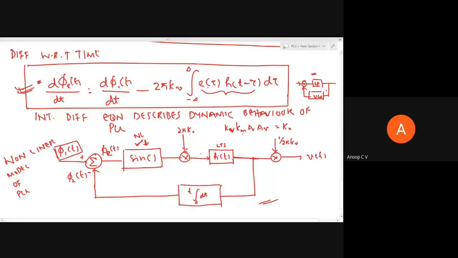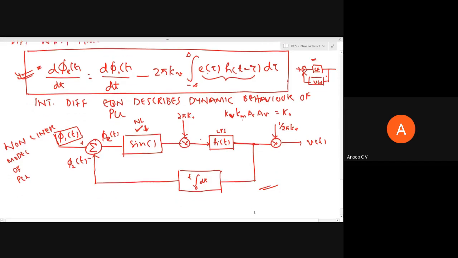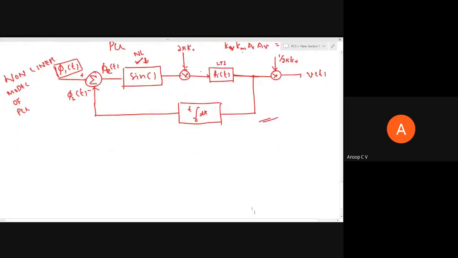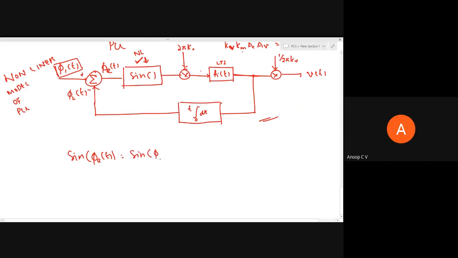And from this, we can actually come up with a linear approximation. So this, we have sine of phi e of t, right? That is sine of phi 1 of t minus phi 2 of t, right? So when this phi 1 of t and phi 2 of t are very close to each other, right?